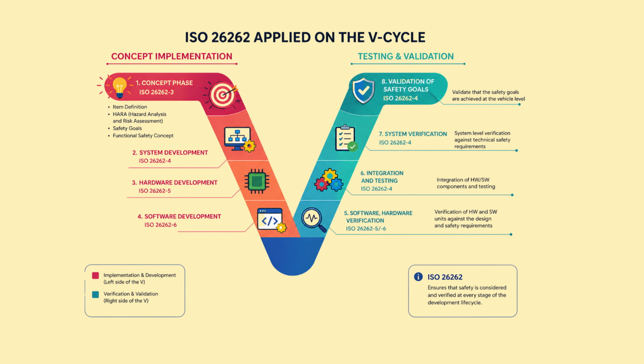To achieve this, ISO 26262 defines a complete safety life cycle, often represented as a V model. This life cycle starts at the concept phase, continues through system, hardware, and software development, and extends all the way to production and operation. The key idea here is that safety is not something you add at the end. It is something you build from the very beginning. And everything starts with the concept phase. This is where the system is defined and where safety begins.